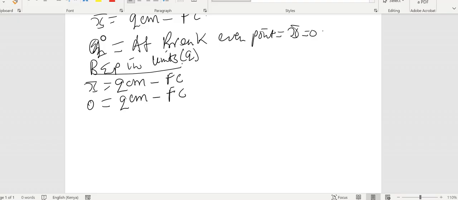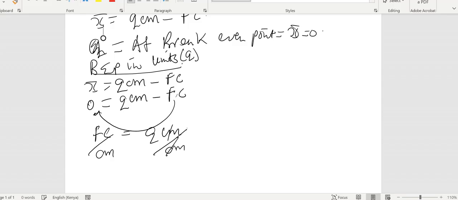Very good. So this negative goes to the other side. If I bring this one here, are you seeing that? I take it out as negative and bring it as positive. So FC is equal to Q CM. I need Q, so divide by CM on both sides. You cancel that. So my Q is equal to fixed cost divided by contribution margin.